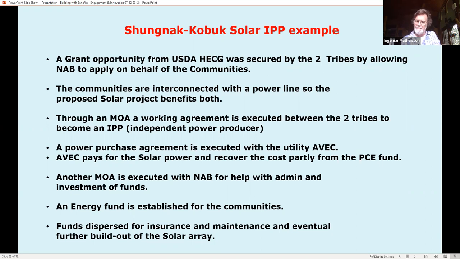And then AVAC pays for the solar power and recovers the cost partly from the PCE fund, and another MOA was executed with Northwest Arctic Borough for help with administration and investment of the funds. And an energy fund is now established for the communities. So there is a rainy day fund invested in the stock market that actually grows as they don't need to use it at the moment. Meanwhile, funds are dispersed for insurance, maintenance, and events and more build-out of the solar array. Next one.